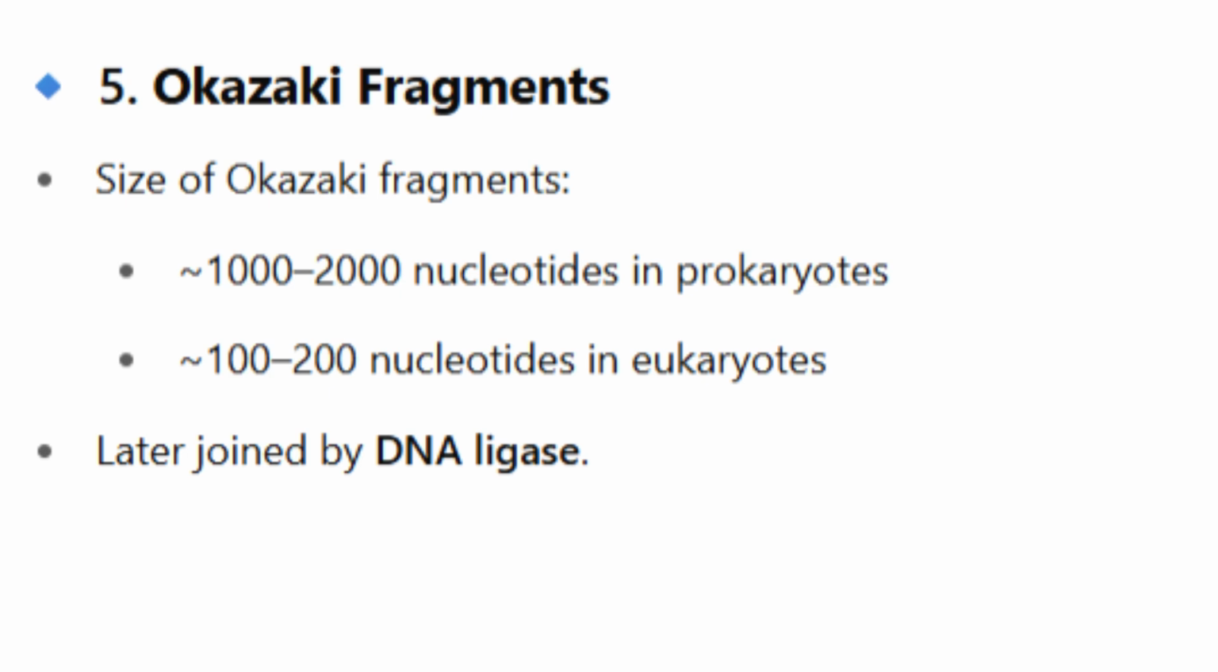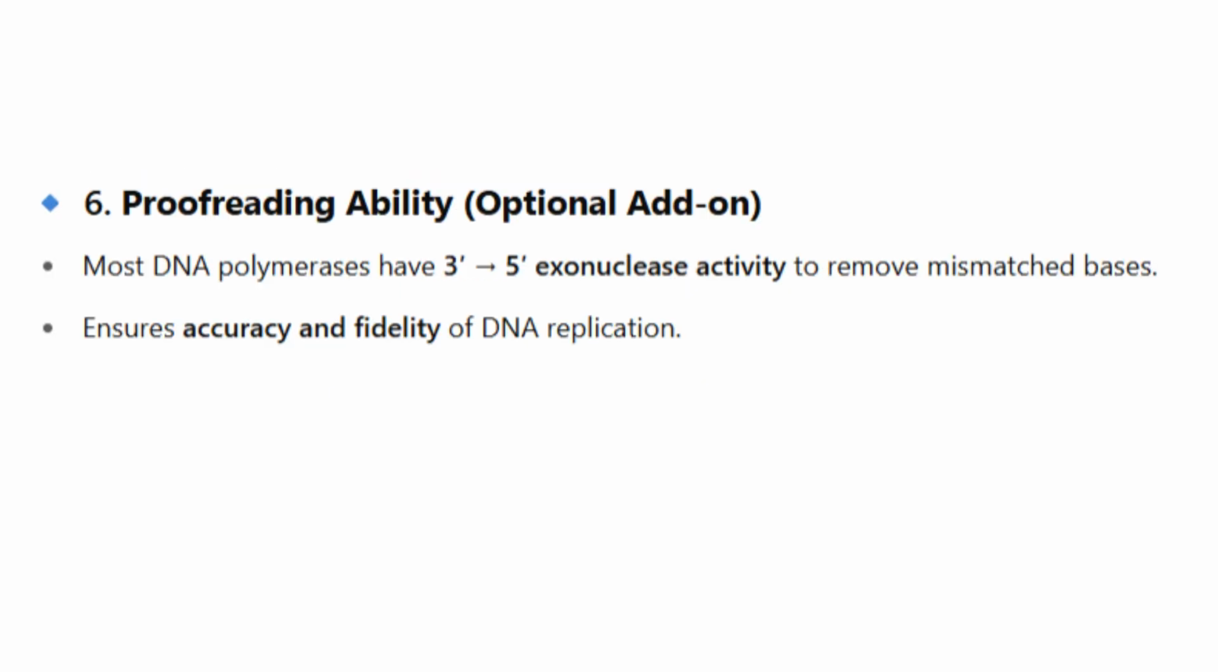5. Okazaki fragments. Size of Okazaki fragments: 1,000 to 2,000 nucleotides in prokaryotes, 100 to 200 nucleotides in eukaryotes. Later joined by DNA ligase. 6. Proofreading ability, optional add-on. Most DNA polymerases have 3' to 5' exonuclease activity to remove mismatched bases. This ensures accuracy and fidelity of DNA replication.